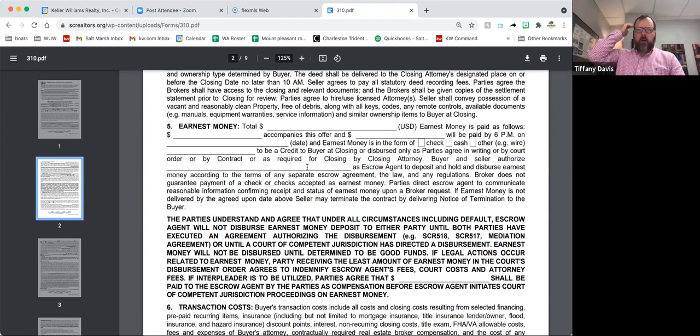So a lot of people will argue about what the minimum amount is, or that there is no minimum amount, there's no maximum amount. It is not a required part of the contract. However, it is a giant form of leverage. So it is important to at least clearly understand what the expectations are of it. Now, the important part is if the earnest money is not delivered by the agreed upon date above, seller may, doesn't have to, may terminate the contract by delivering notice of termination to the buyer. There's no time frame on that.